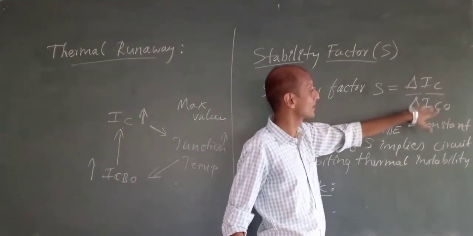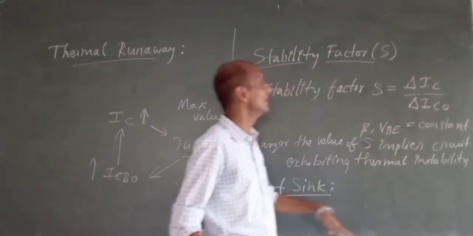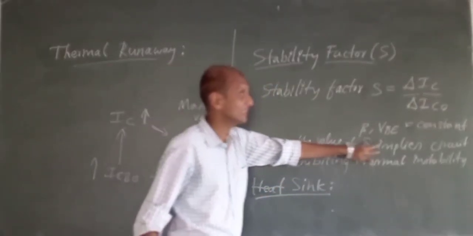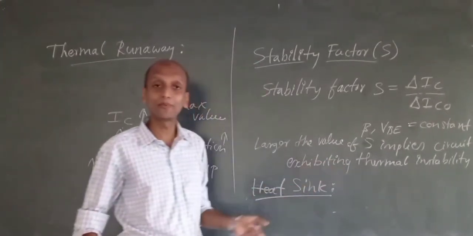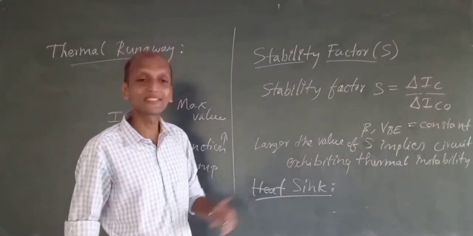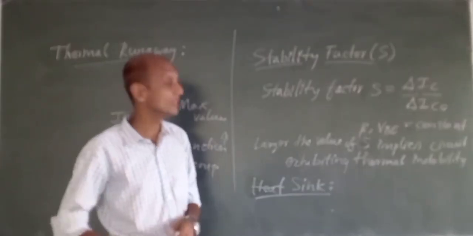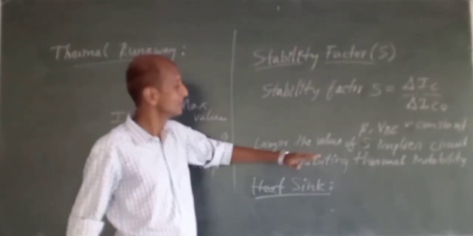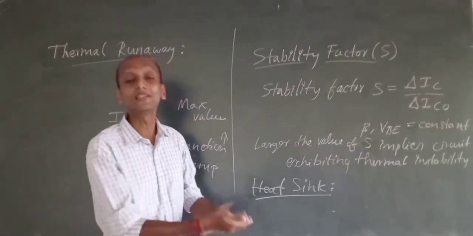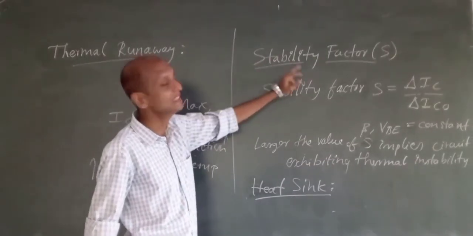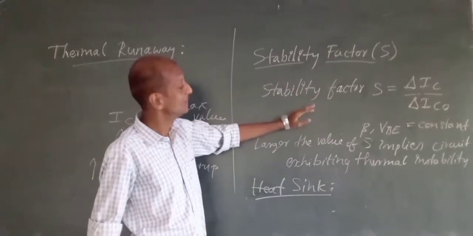The small change in your collector current to the small change in your leakage current, and a larger value of S implies that the circuit is exhibiting what? Thermal instability. So the lesser the value, your circuit is what? Stable. The larger the value of S, that implies the circuit is unstable.